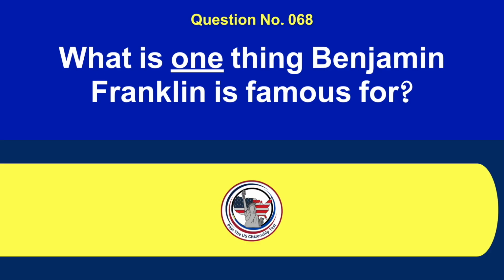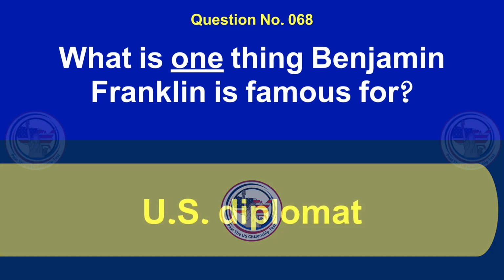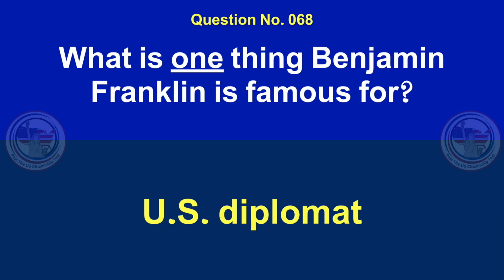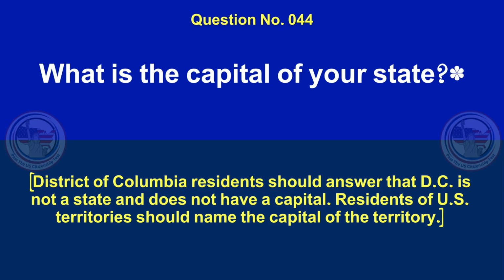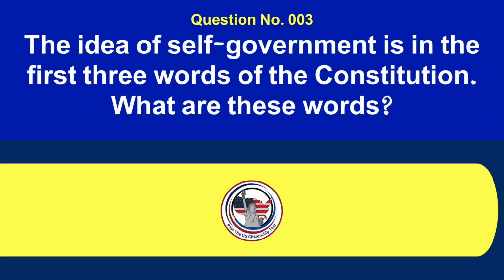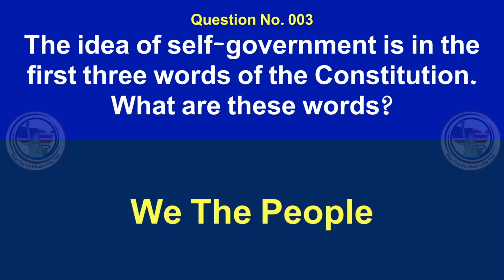What is one thing Benjamin Franklin is famous for? U.S. diplomat. What is the capital of your state? The idea of self-government is in the first 3 words of the Constitution. What are these words? We the people.